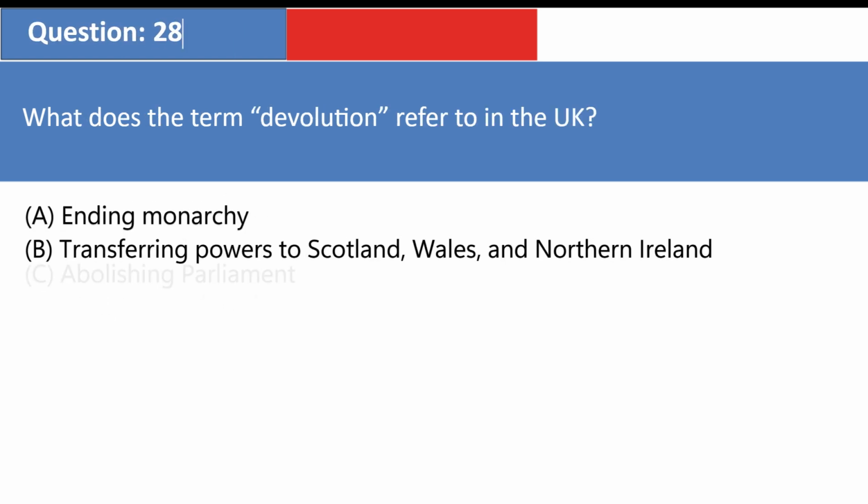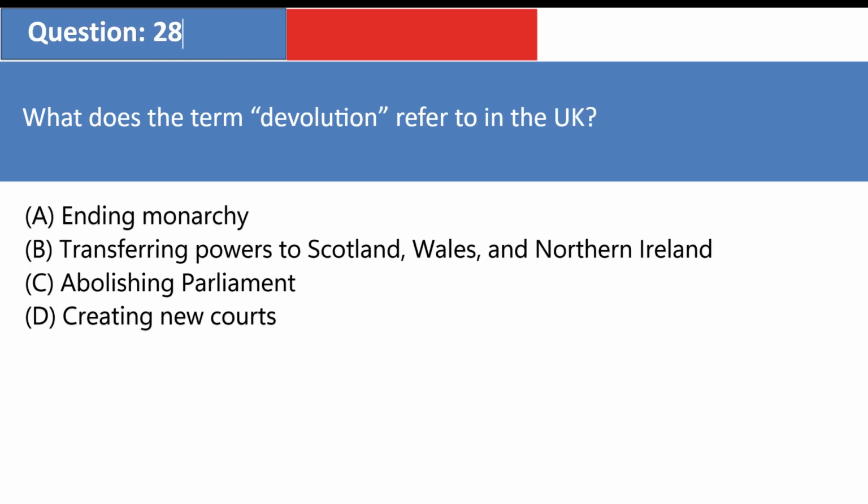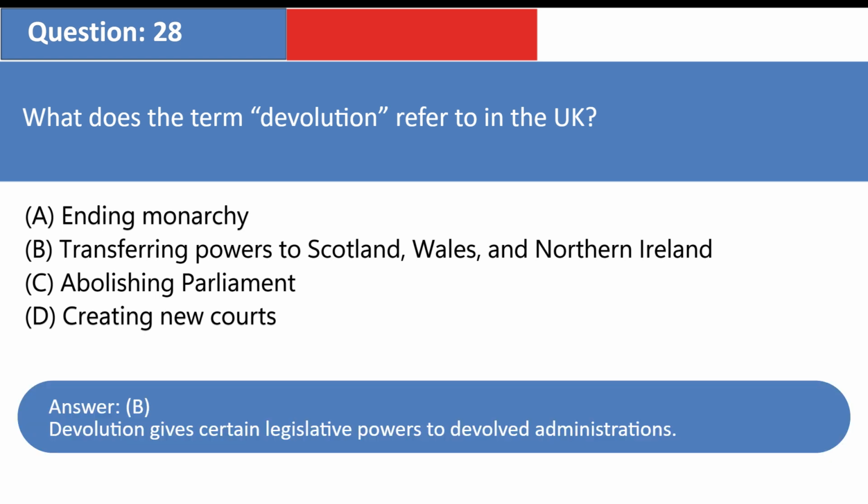What does the term devolution refer to in the UK? A. Ending monarchy. B. Transferring powers to Scotland, Wales, and Northern Ireland. C. Abolishing Parliament. D. Creating new courts. Answer: B. Devolution gives certain legislative powers to devolved administrations.